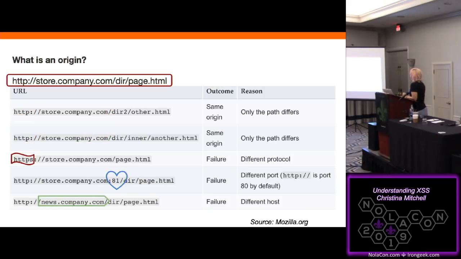So you've got your protocol in red, that's HTTPS. They're not going to be able to share resources. And then domain in green here on the bottom, it says news.company, can't share with store. And the port, for some reason, they decided to make that 81, so that also will not be accessible to same origin policy.